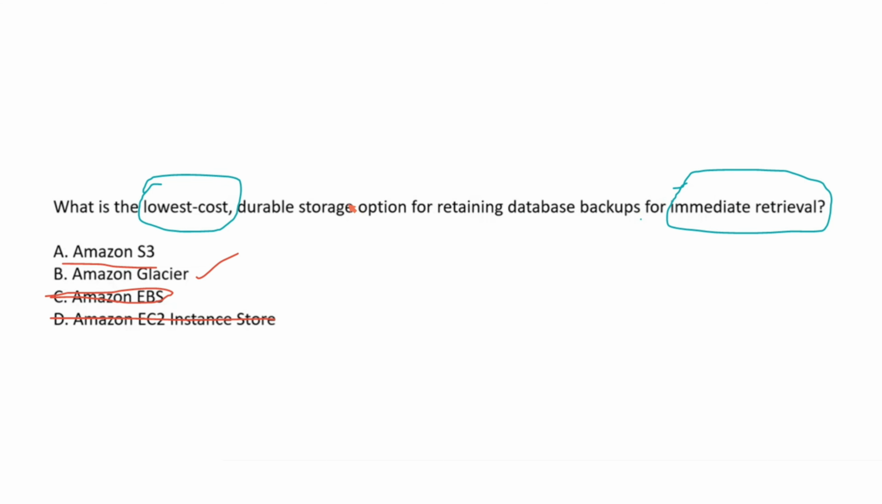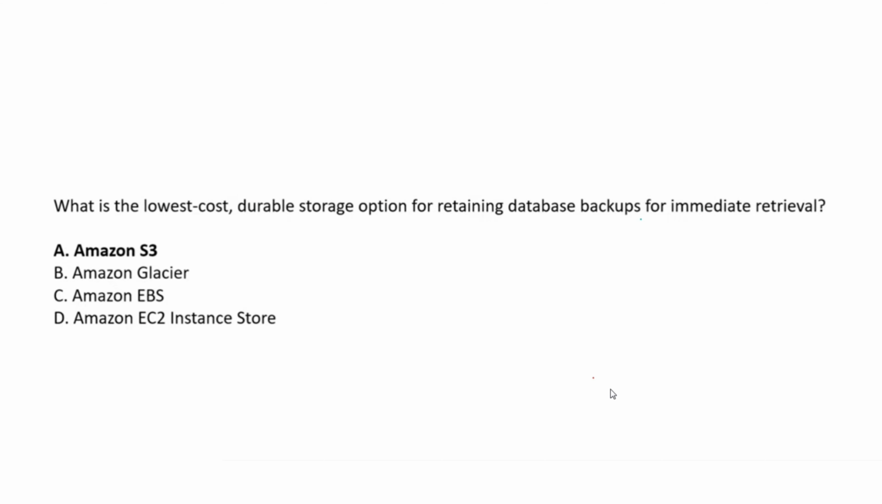retrieval time is 1 to 5 minutes. In standard it is 3 to 5 hours, and sorry, in expedited it is 3 to 5 minutes. In standard it is 3 to 5 hours, and in bulk it is 5 to 12 hours of retrieval time. So immediate retrieval is not present in Glacier, and hence since we need immediate retrieval and low cost, S3 would be the best fit over here. So the answer here should be S3, and let us check for the answer.